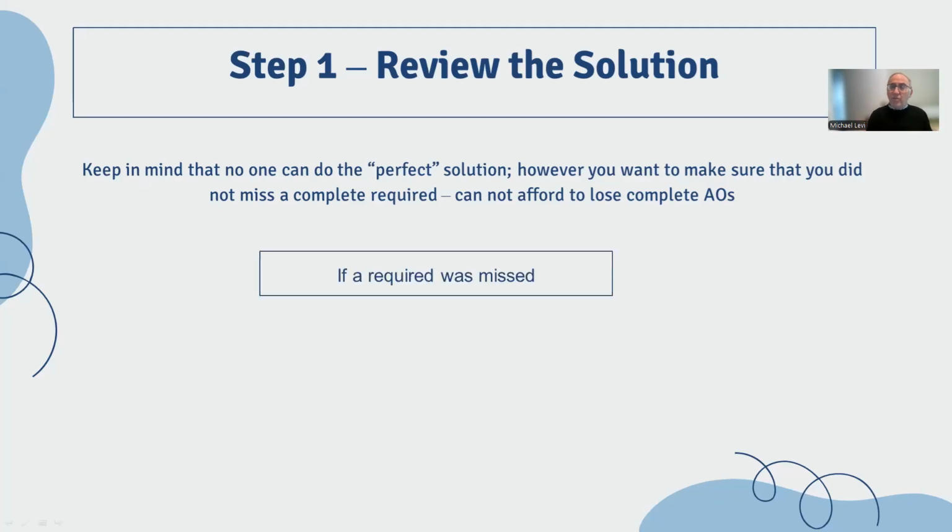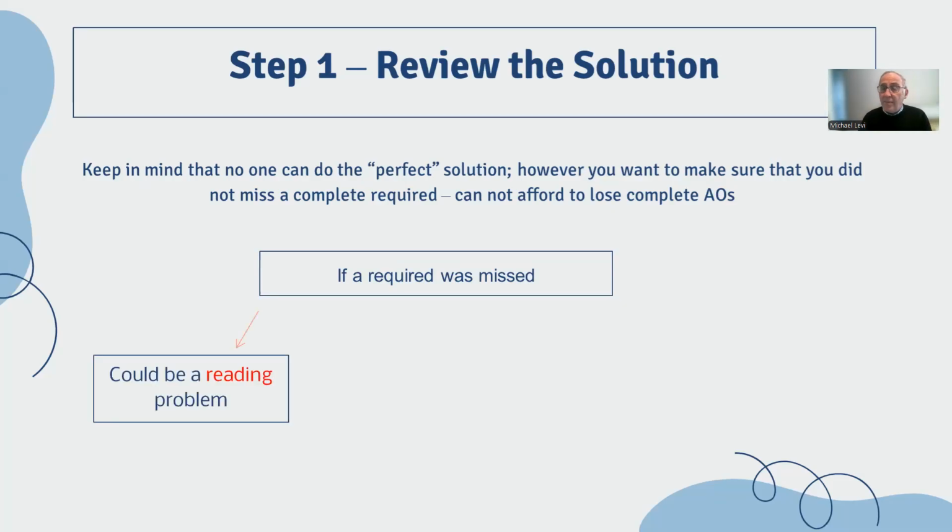Let's say you did miss a complete required, and that's quite likely to happen, particularly during the early stages of case writing. Rather than just saying, I missed a required, hopefully I'll do better next time, you want to take it to the next step, and you want to ask yourself, why did I miss the required? Was it a reading problem? Perhaps I was reading too quickly, and as a consequence, I completely missed that required. Perhaps there were 2 parts to a required, and because I read quickly, I missed one part of the required.